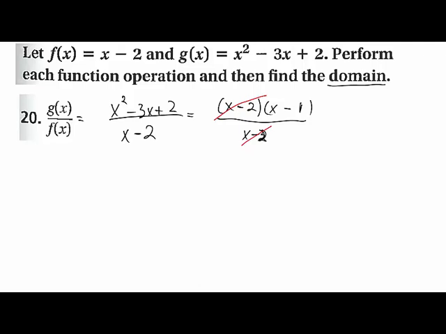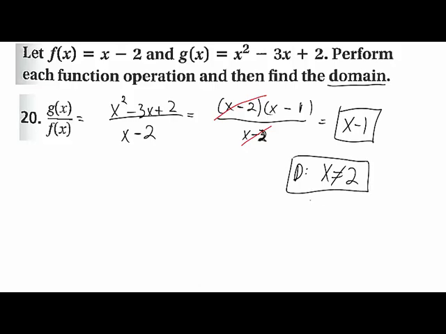But in the original function, you still can't put a 2 inside of x, because here's what would happen if you put a 2. 2 minus 2 is 0. You'd end up dividing by 0. So the simplified version of this is the function g of x over f of x is x minus 1. But you cannot have x be equal to 2. So your domain is, x is not equal to 2.